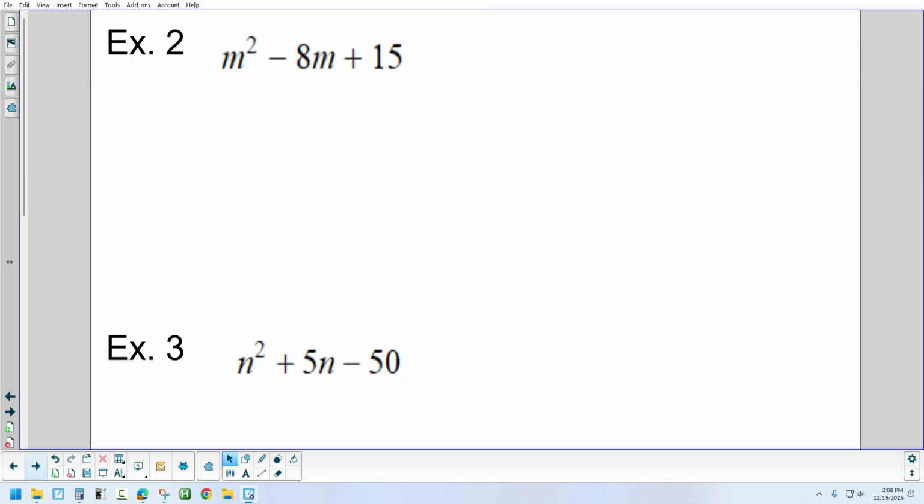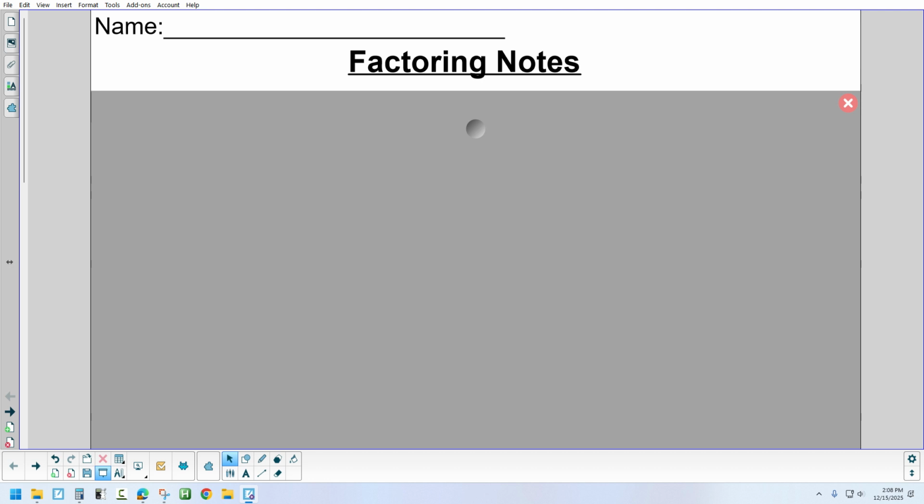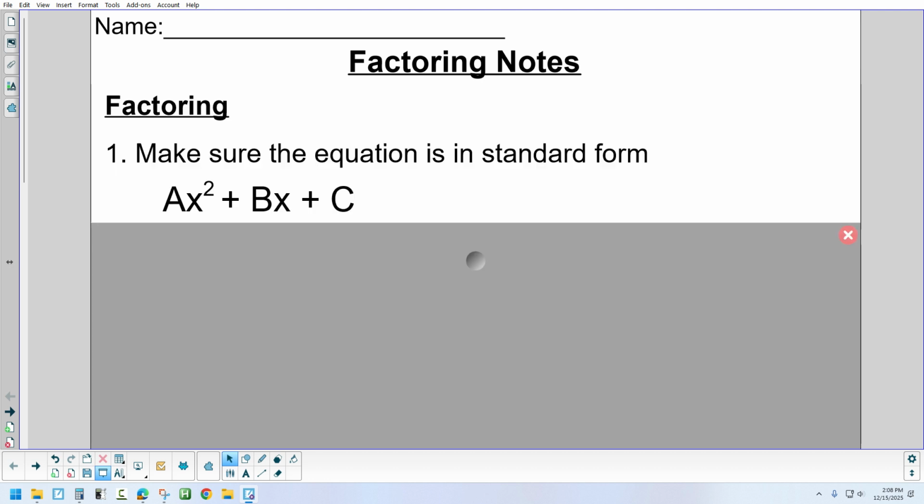They're going to be problems that have 3 things in them. One will be to the second power, one will have just a letter, and then the last one will be just a number. That's the pattern of the kind of problems that you're going to see: something to the second power, just a letter, just a number without any letters. And the goal is going to be take something that looks like this and factor it. So that means we're going to write it with parentheses. Okay, that's the goal.